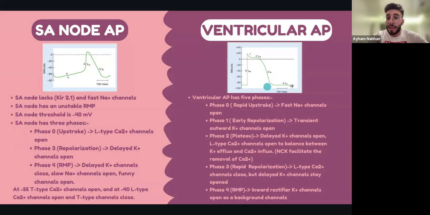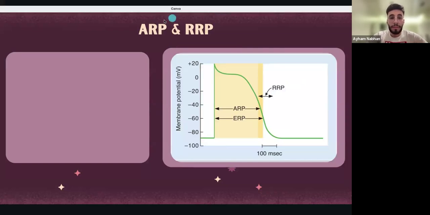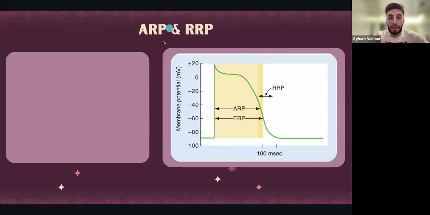And lastly, in phase 4, which is the resting membrane potential, we have the inward rectifier as a background for the resting membrane potential. And that's it. Is it clear, guys? It is easy, inshallah. Clear?